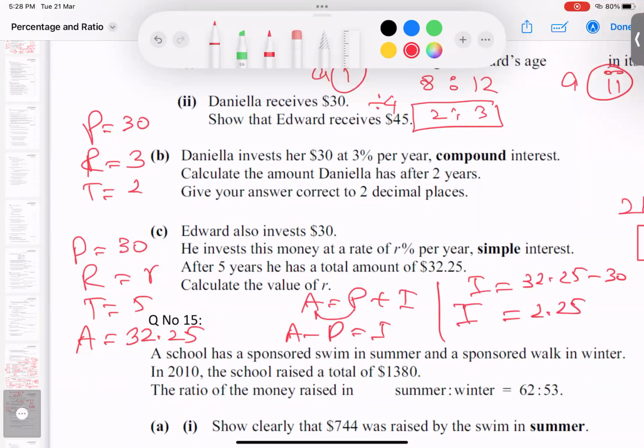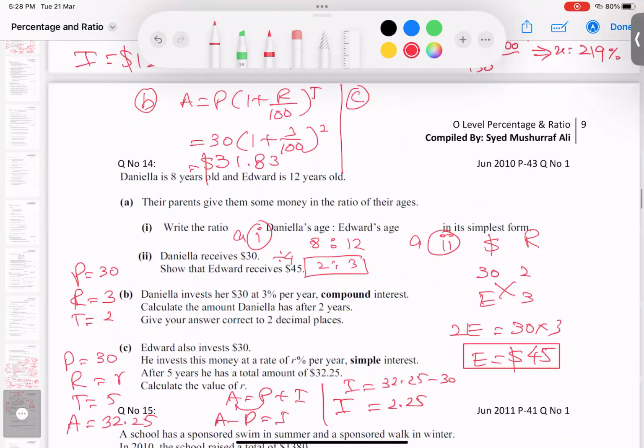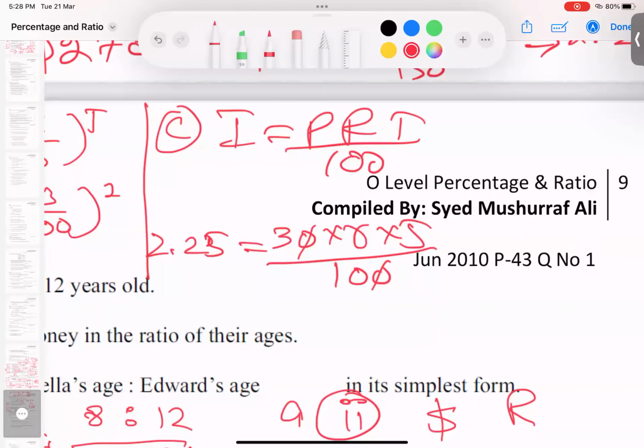Make sure. Now I will use this value in the formula. So I'm writing on the top, I equals PRT over 100. So 2.25, copy. Some students kept the value 32 point something here. This is wrong. Don't use that. So 2.25. Okay, I'm writing it below. 2.25. The principal is 30. Rate of interest is R, I don't know. Time is 5 years and 100. So let's find it. To save time, the 0 cancels. Anyway, 2.25 times 10 divided by 15. So I got 1.5%. Alhamdulillah Rabbil Alameen.